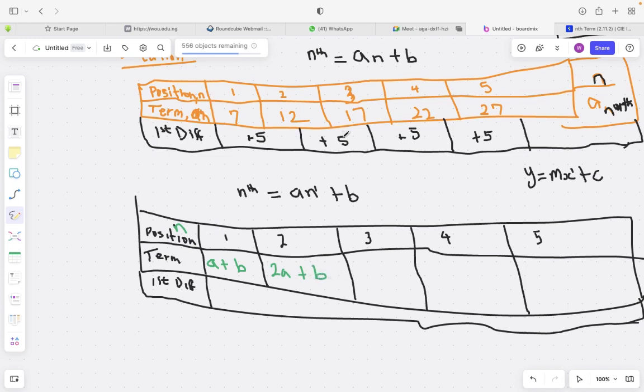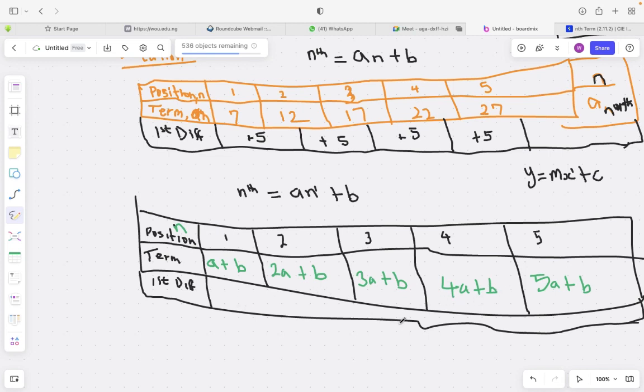Here n is 3. 3 times a, you have 3a plus b. Please pay attention, okay? And then here n is 4. You have 4a plus b. Here n is 5, you have 5a plus b, right?